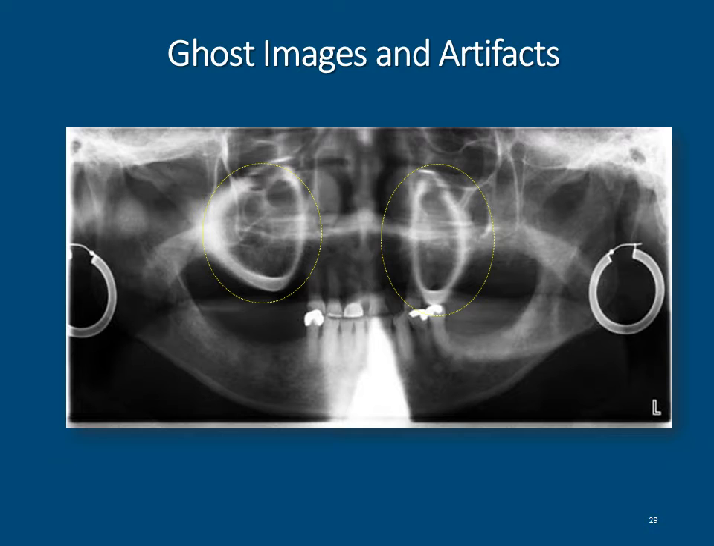In this radiograph, we also have two sets of earrings. You can see the right and left earring. And then in the center of the film, we have the ghost image of these earrings. So this gives you a good idea how they will radiograph and interfere with diagnostic quality of a film.